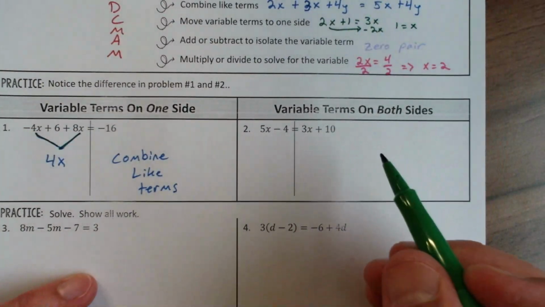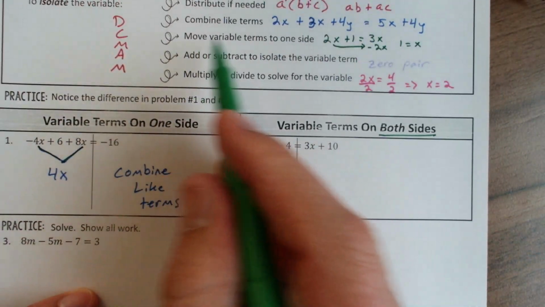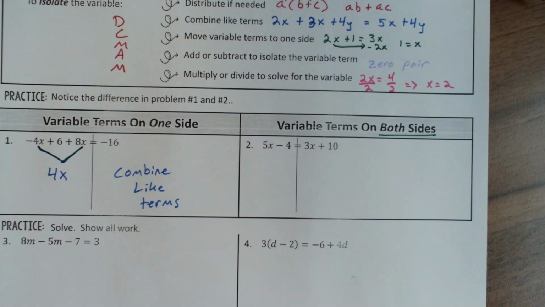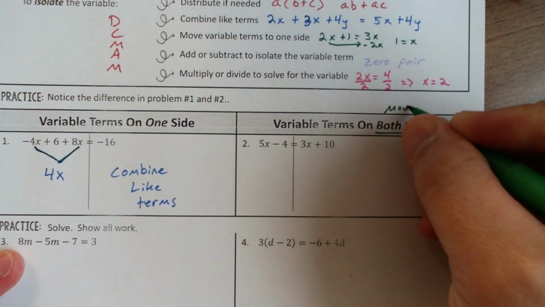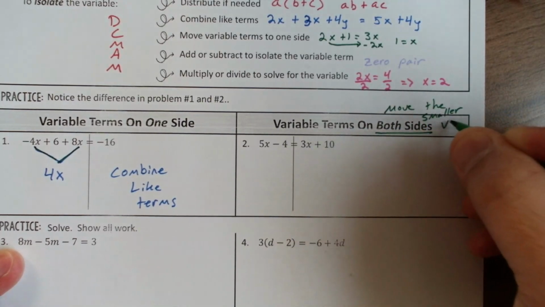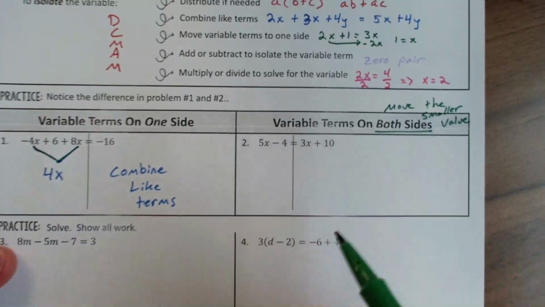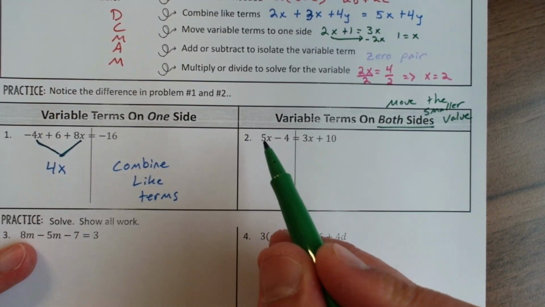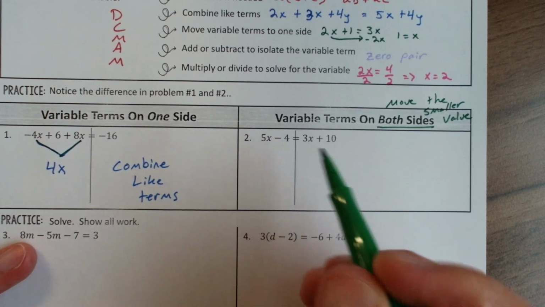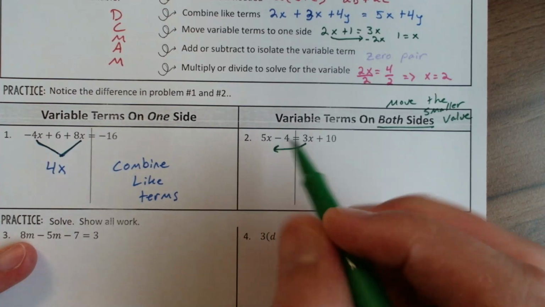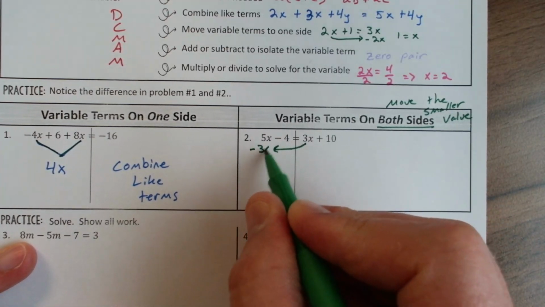Here, on problem number 2, we have the variable on both sides. So this is referring to this third step where we have to move the variable term from one side to another. And when we do this, we always want to move the smaller value. And the reason we do this is that we keep our variable term positive. So I have 5x's over here. I have 3x's over here. I want to move this 3x because, again, this 3x is smaller than this 5x, and I'm going to take this 3x's away.